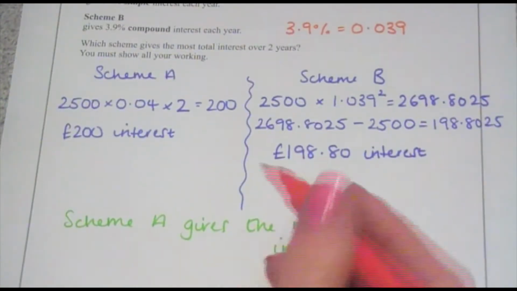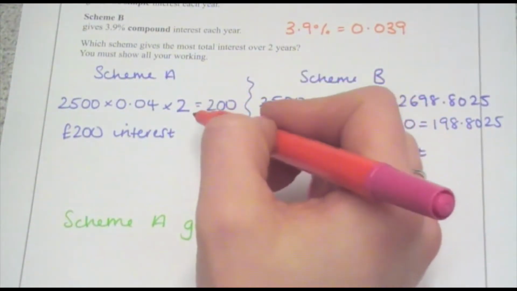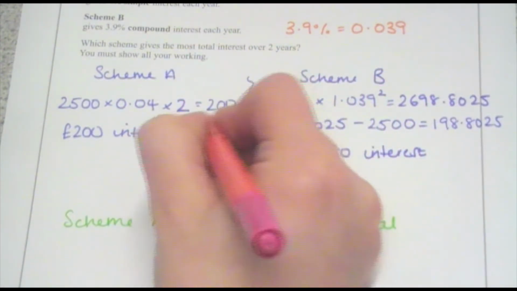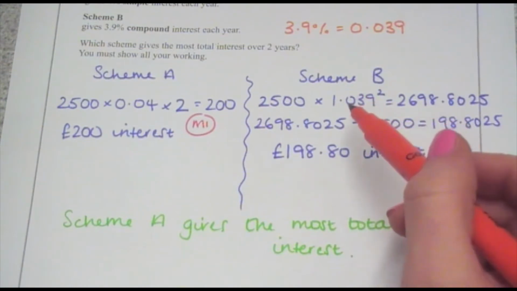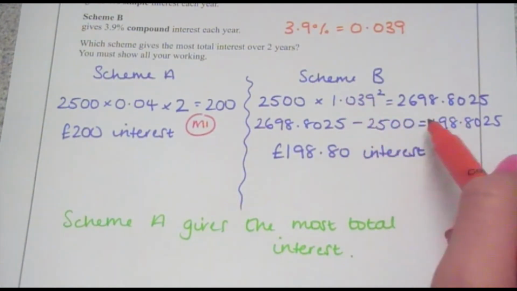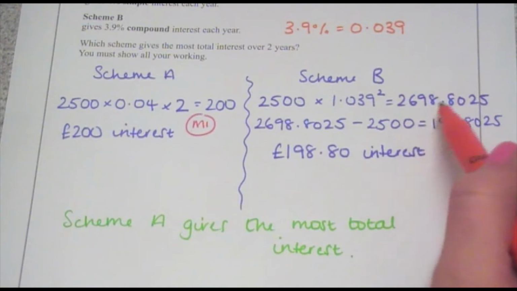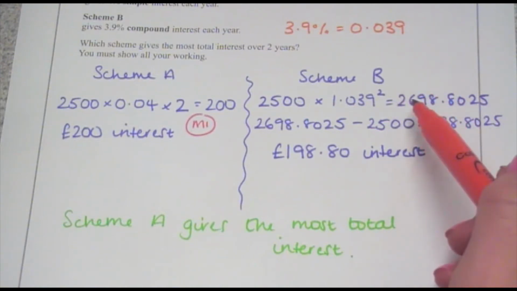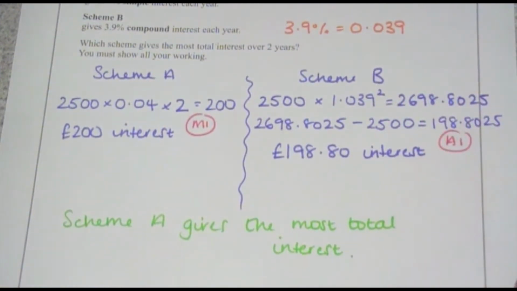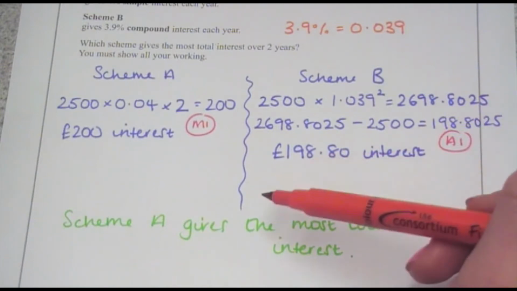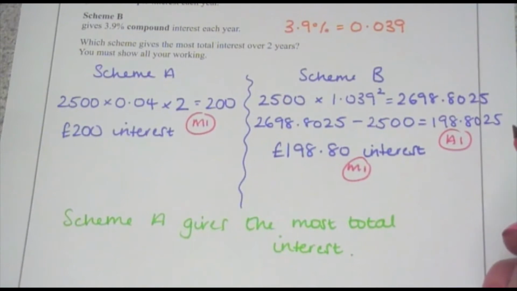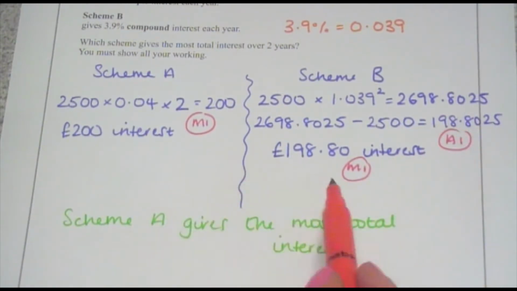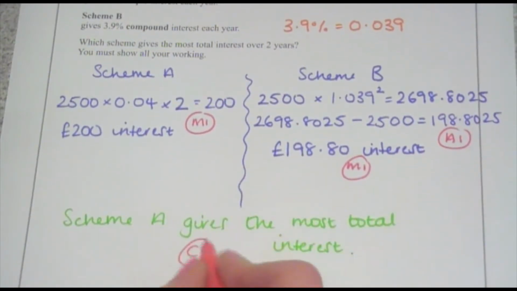For my first mark, it'll be for using a correct method of finding 4% of 2,500 and coming out with the answer of 200. My second mark is for correctly calculating the amount of interest with 3.9% compound interest each year and then taking it away from my original amount. That'll give me my third mark. My final mark will be for comparing the two. Okay, so I get a communication mark for writing that sentence that scheme A gives the most total interest.